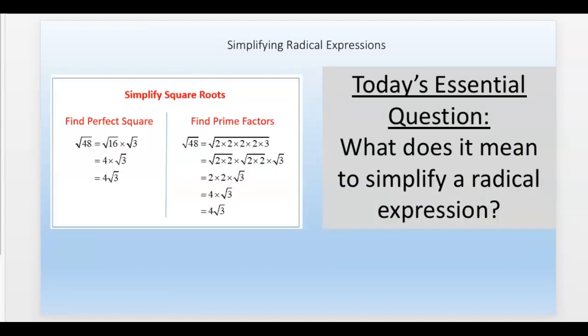Today's essential question: what does it mean to simplify a radical expression? I mean, what does that mean? And we're looking for perfect squares that are underneath that radical sign, because then we can take them outside because they're a perfect square.